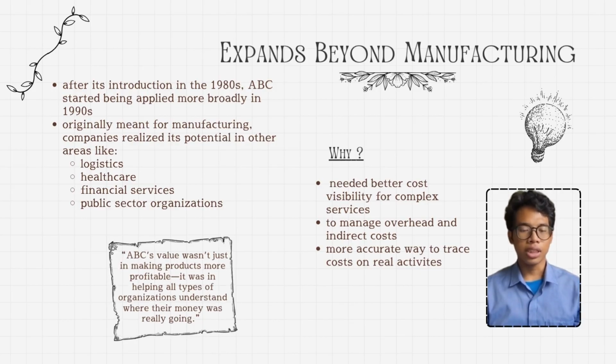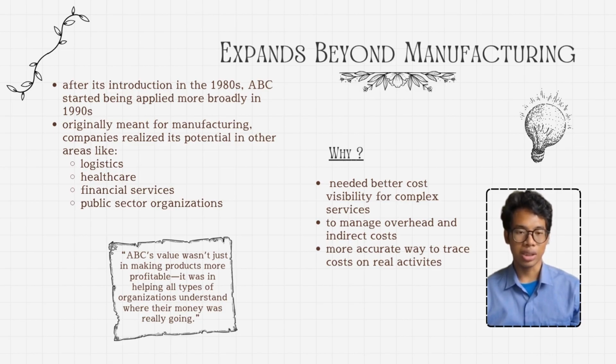After ABC was first introduced in the 1980s, its use expanded beyond just manufacturing. Originally, it helped a company get a clearer picture of product costs, especially in factories with complex operations and high indirect costs. But by the 1980s and early 2000s, ABC started being adopted in logistics and supply chains, healthcare systems, financial services, and even government and education sectors.